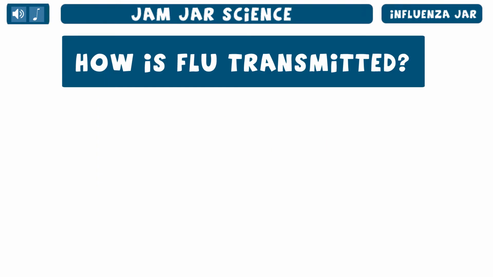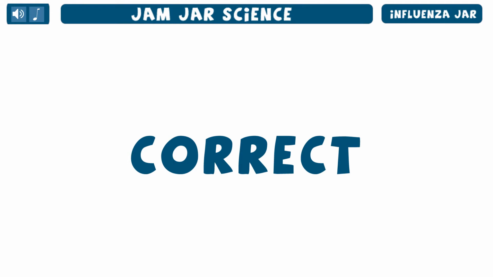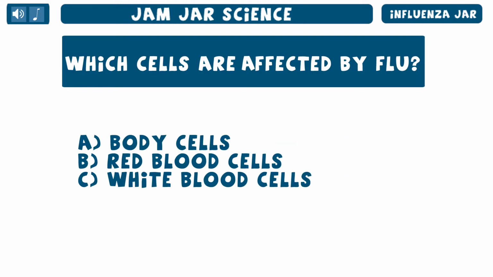How is flu transmitted? A. By touching other people. B. Through the air. C. By blinking. Which cells are affected by flu? A. Body cells. B. Red blood cells. C. White blood cells.